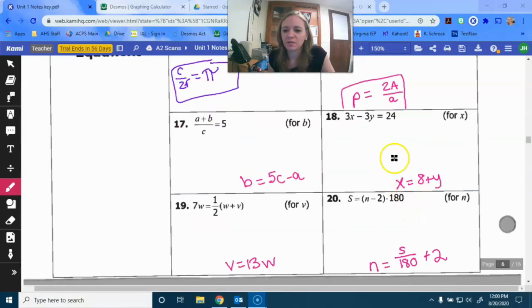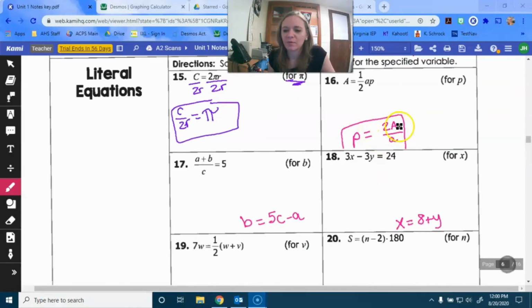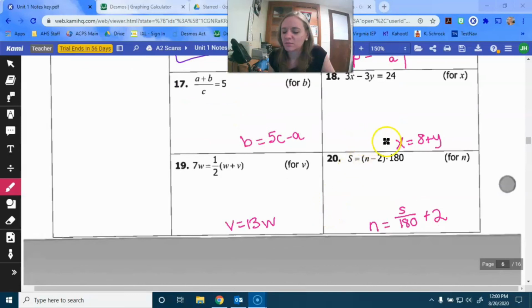16 is p equals 2 times capital A divided by little a. 17, b equals 5c minus 5a. 18, x equals 8 plus y, or y plus 8 would be the same. 19 is v equals 13 times w. And 20 is n equals s divided by 180, plus 2.